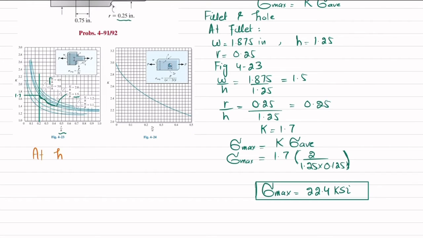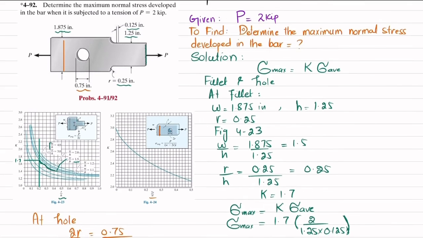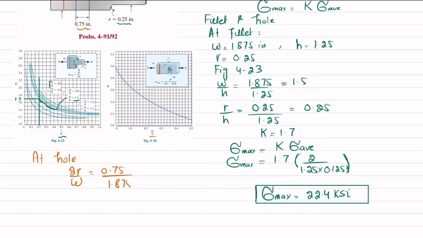Okay. We will now move toward for hole. So at hole, we will need one thing, which is 2R by W. So 2R is diameter of hole, which is 0.75, and W is this height here, which is this one, and this is 1.875. So 1.875, that will give you 0.40. So at value of 0.40, draw a vertical line that will intersect this curve, and at point of intersection, draw a horizontal line. So you will get the value of K, which is 2.2. So K is equal to 2.2.